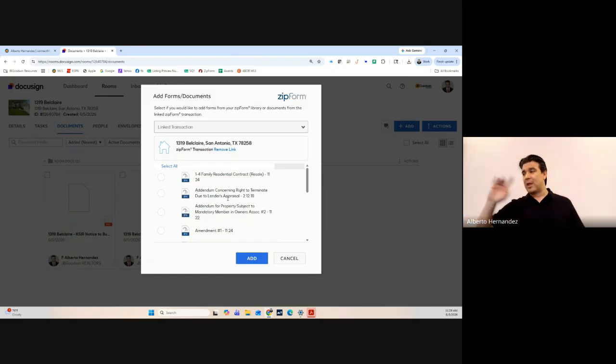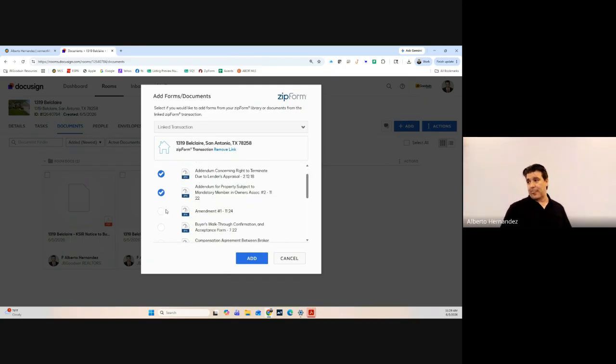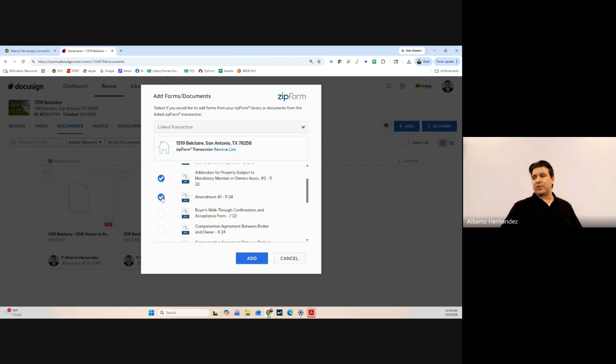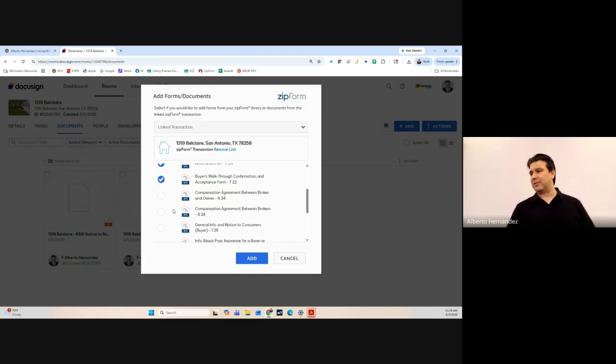But the ones we're going to add today are going to be the 1-to-4 contract, the addendum concerning right to terminate due to lender's appraisal, and the addendum for property subject to mandatory membership in a property owners association. You could always just throw in an amendment because, more than likely at some point, you're going to amend this contract, whether it be a repair request, financial consideration, whatever. So I always just have it there. I don't need the buyer's walkthrough or acceptance form right now, but it would be something I would have eventually if I got this far.